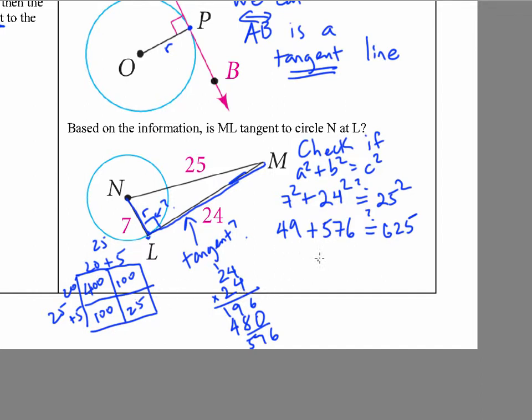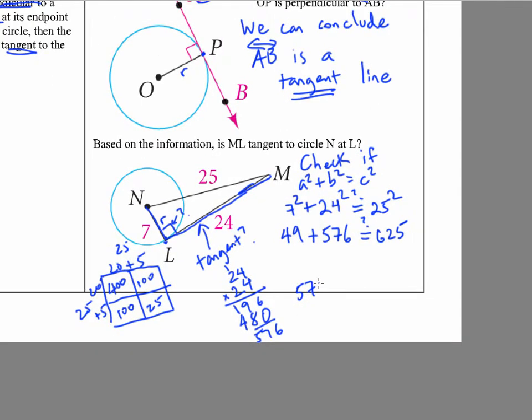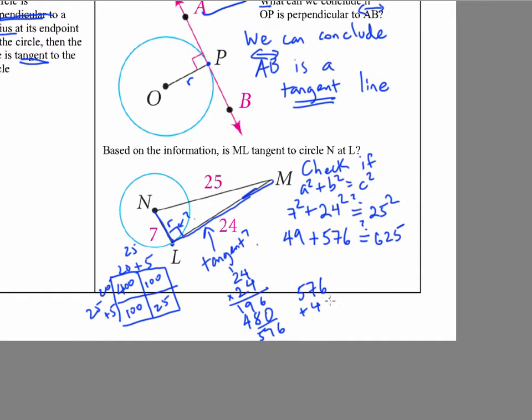All right, do these add up? Let's see. 576 plus 49. 6 plus 9 is 15. 8 plus 4 is 12. Oh, so this is 625 equals 625. So yes, since a squared plus b squared equals c squared, we know that this is a right angle. We know that this is perpendicular. Now, since this radius is perpendicular to this line here, yes, we can say that this is tangent.